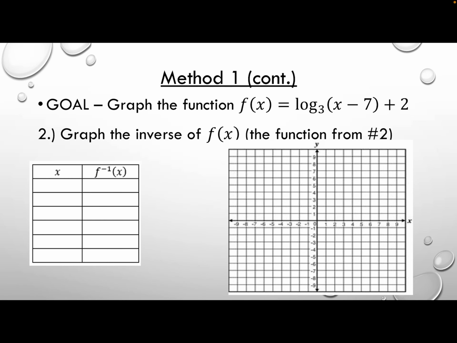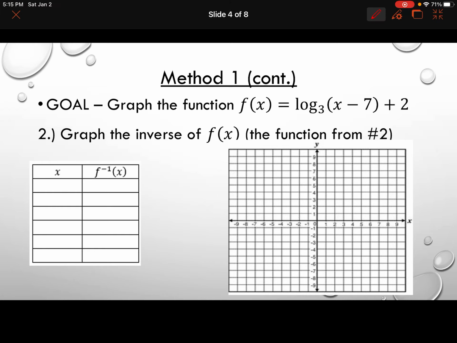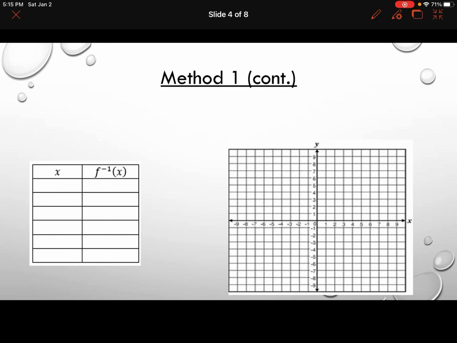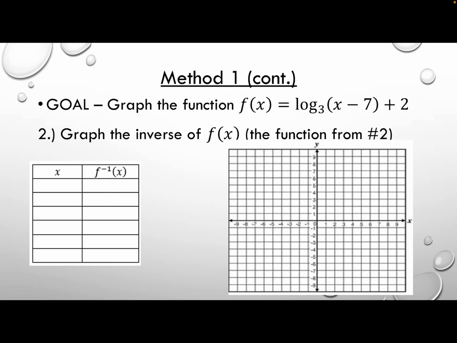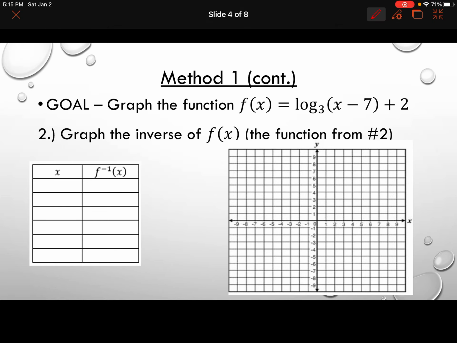So, number 2. Graph the inverse of f of x. So the function from number 2. Okay, so we're going to graph the function from number 2. Just a reminder, the function was 3 to the power of x minus 2 plus 7. That was our equation from number 2.